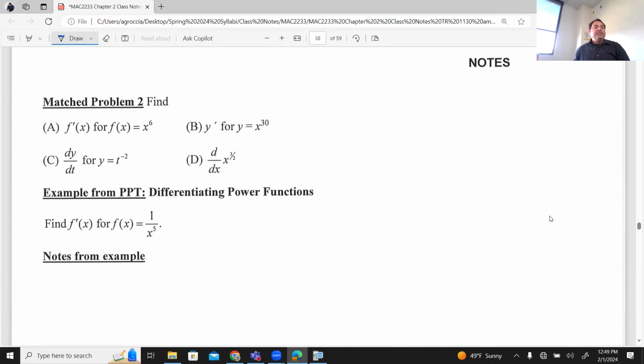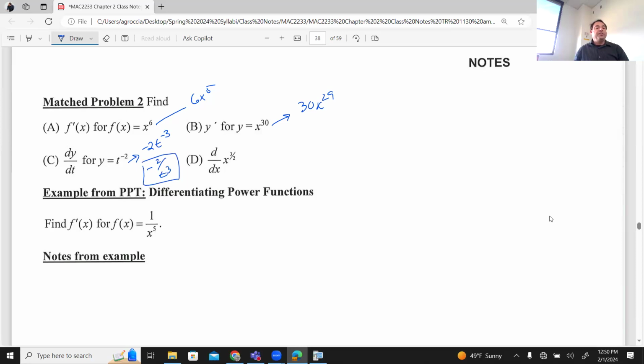Let's just do these four out loud. What's the derivative of x to the 6? 6x to the fifth. What's the derivative of x to the 30th? Right, no worries at all. What's the derivative of t raised to negative 2? Ooh, some of us are simplifying. Let's keep it simple. So negative 2 t to the negative 3. And yes, I would like it simplified like that.